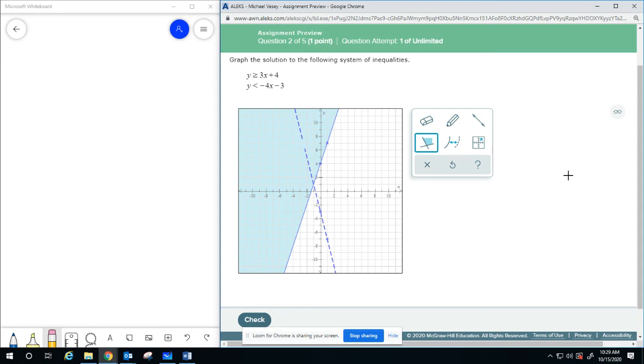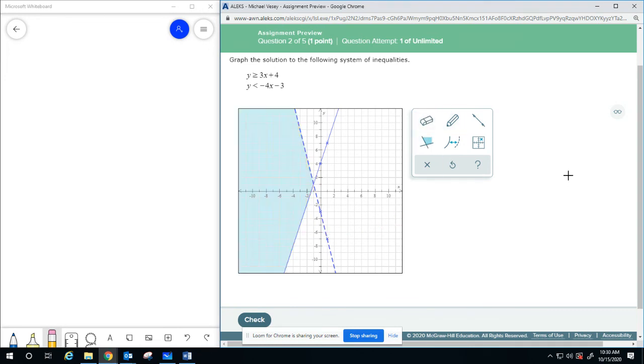Let's look at the other equation. It's a less than. So less than is below this dashed line. And which area is below the dashed line? Well, this area is below the dashed line. So that means I don't want this area shaded. This is the area where our solutions are.